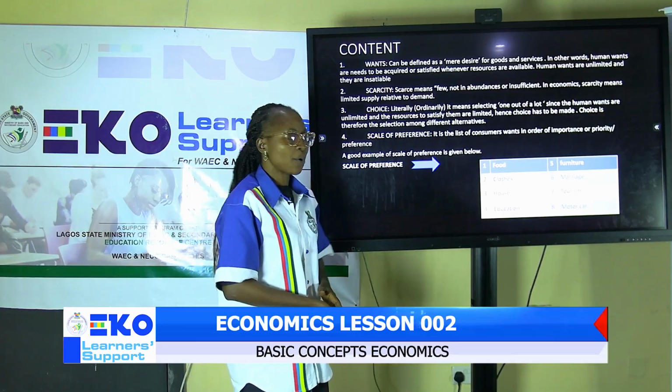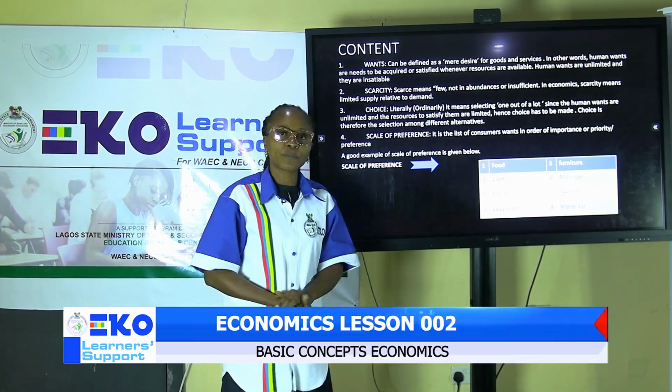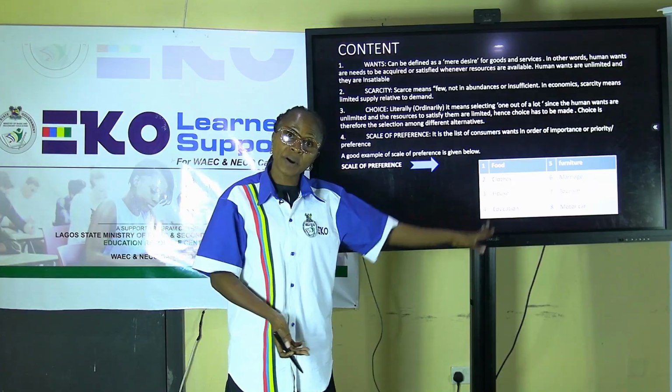Now we have an example of scale of preference. We have a table here which we call a table of a scale of preference. We have some items there, numerous items there.